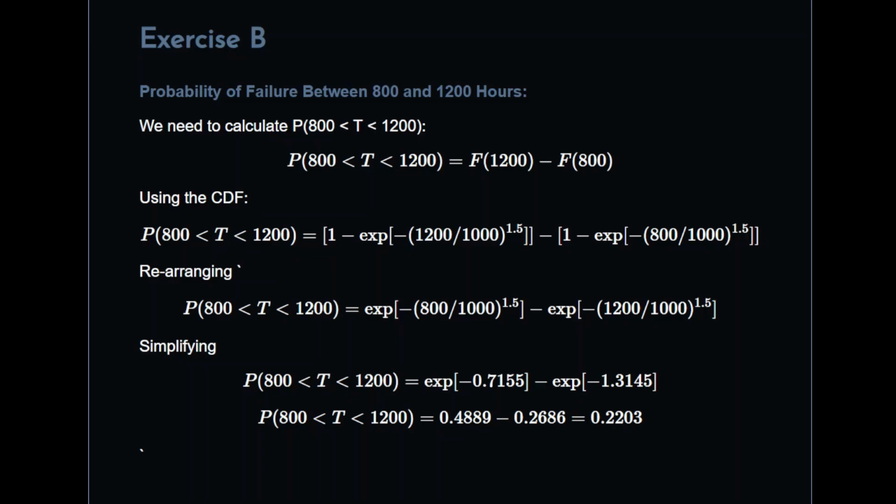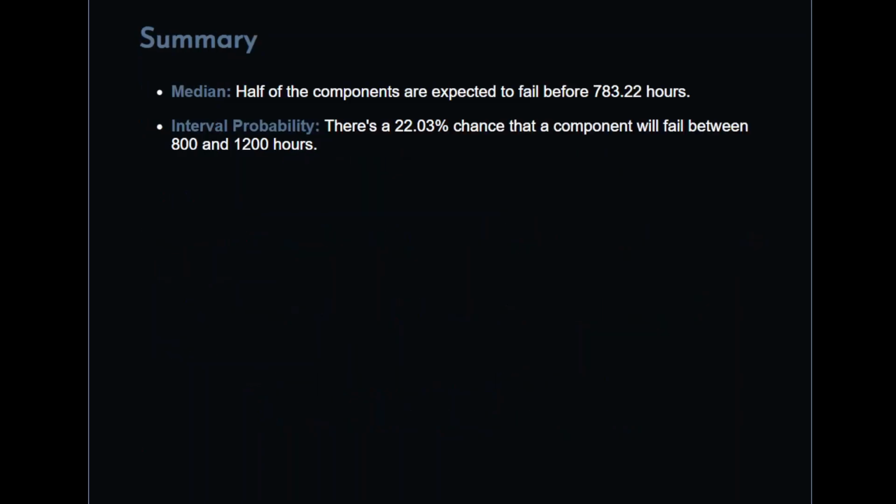So to sum up, we have the summary here. The median is that half of the components are expected to fail before 783.22 hours, and the interval probability is that there is a 22% chance that the component will fail between 800 hours and 1200 hours.